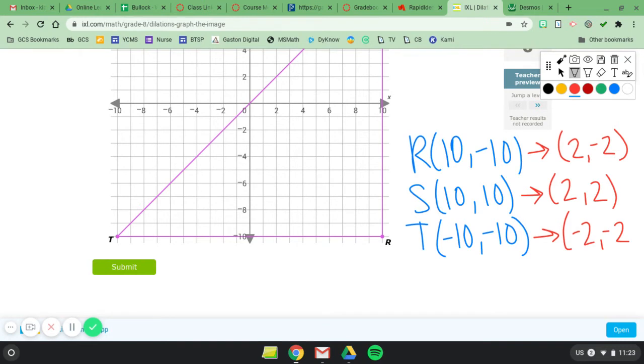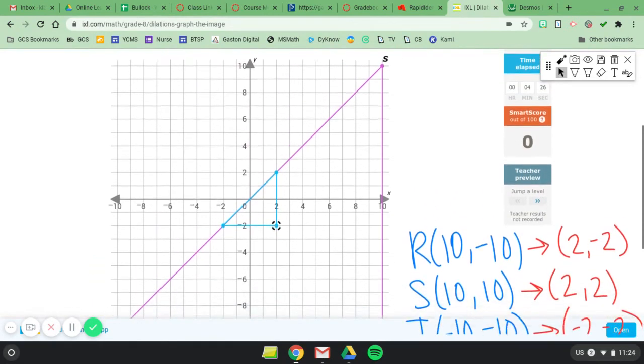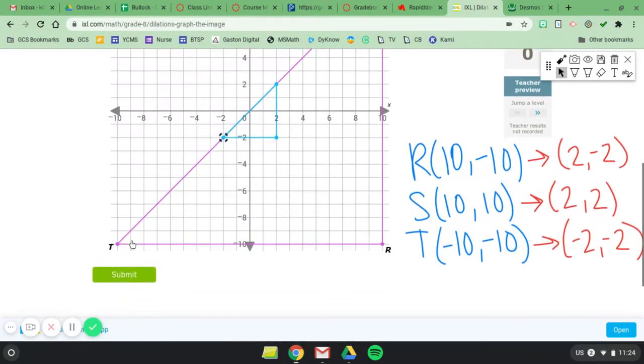So what I'm going to do is I'm going to take those 3 points and make them on my graph that we were given. So 2, negative 2, 2, positive 2, positive 2, and then negative 2, negative 2. So here is my triangle that has been dilated by a scale factor of 1/5. And I'm going to hit submit.